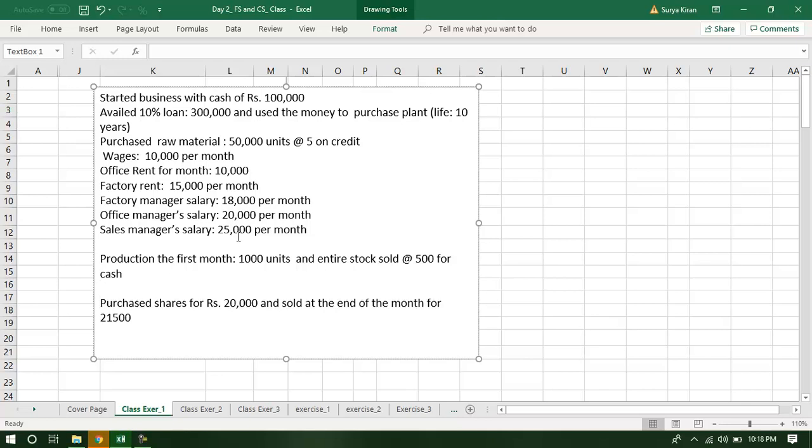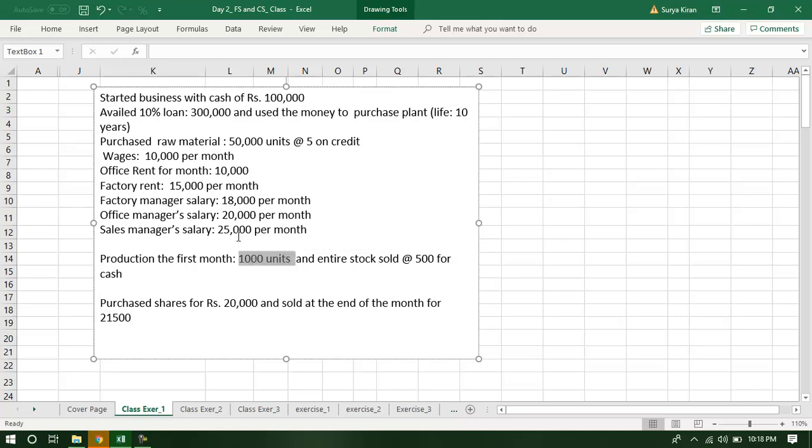At the same time, they also purchased shares worth 20,000 and sold them during the month for 21,500. So lots of information is given, but by observing this information, it's not possible for us to tell what is the cost. Of course, this information can be used to convert them into financial statements, but our objective is to find the cost sheet. In the process, find the cost of these 1,000 units.